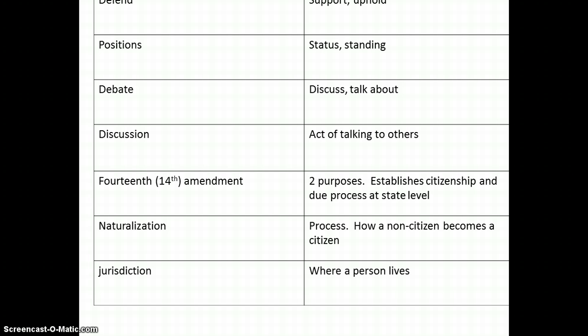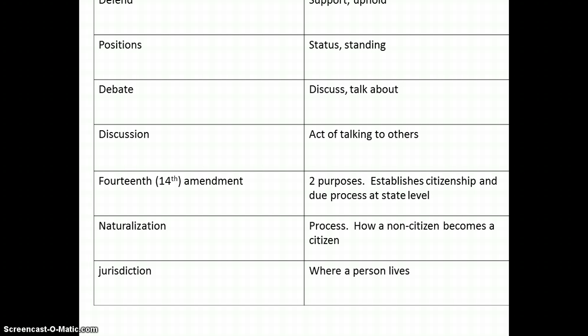When you defend something, you support, you uphold it. Positions. We'll learn about different positions in civics. Positions are status and standing: someone having a position in a community, or someone having a position about a political issue. A debate and a discussion, those words can be used interchangeably. A debate is something that you discuss and talk about. Discussion is the act of talking to others. We will have lots of discussions in our class this semester.